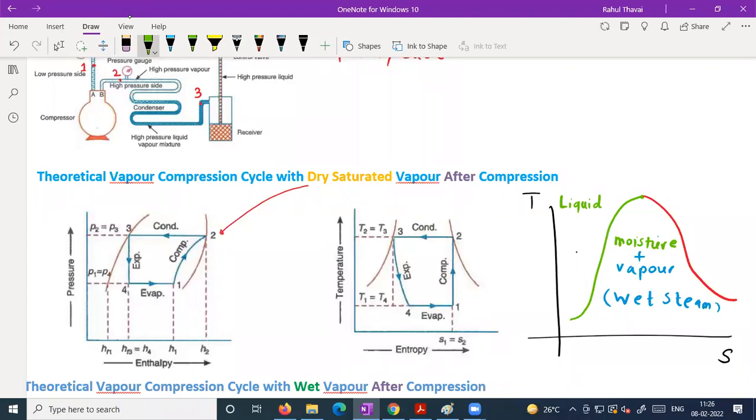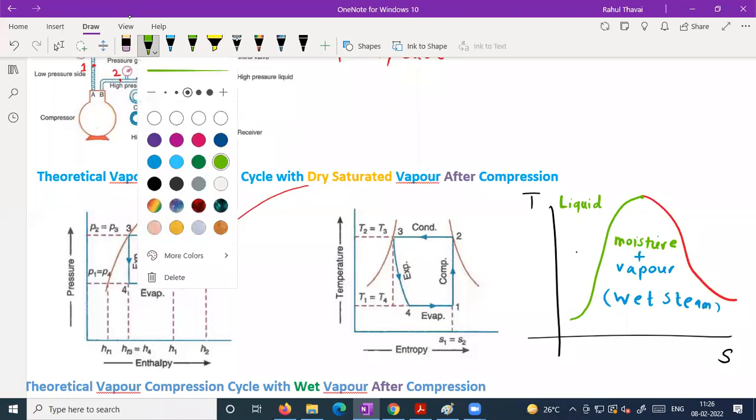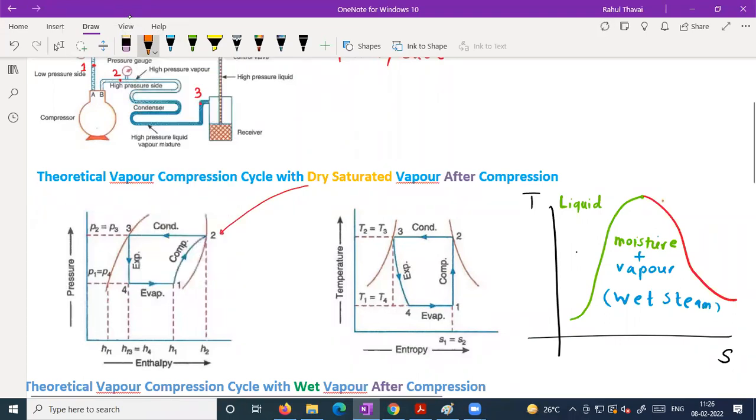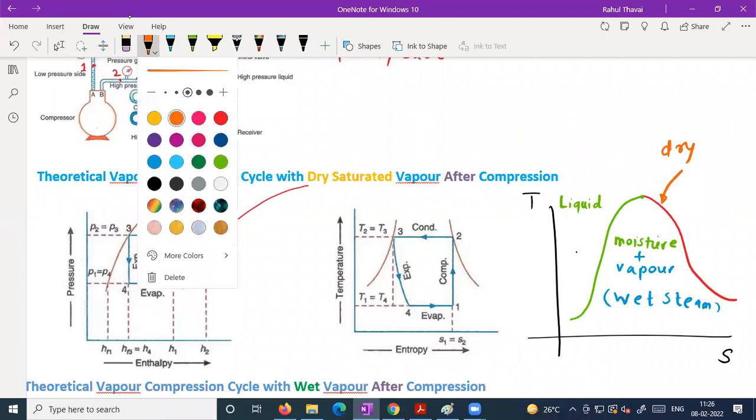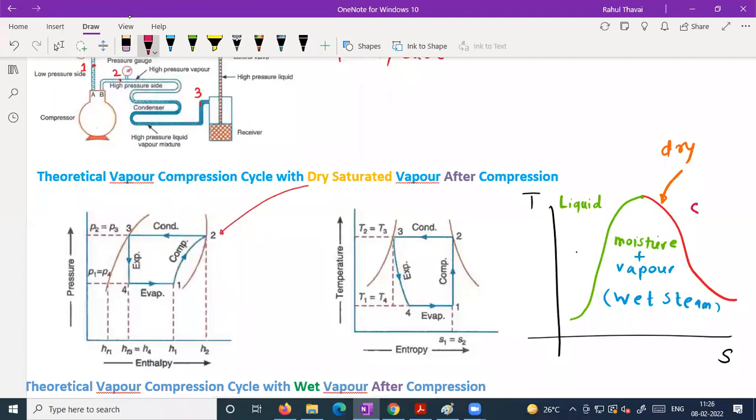This moisture gets removed. As a result, that steam becomes dry. So it will come out at a point on this line. It comes out on this line. So wet steam, when you heat, becomes dry. That means it doesn't contain any moisture. And when you further heat the dry steam, what happens? It becomes superheated.